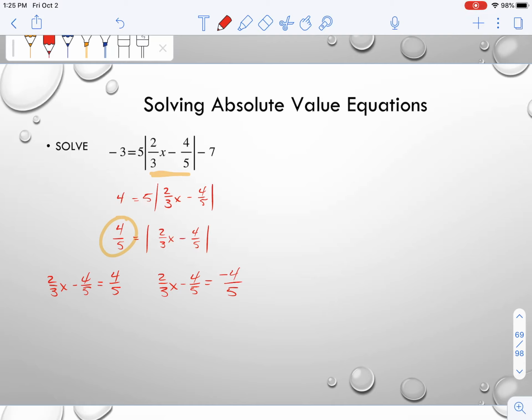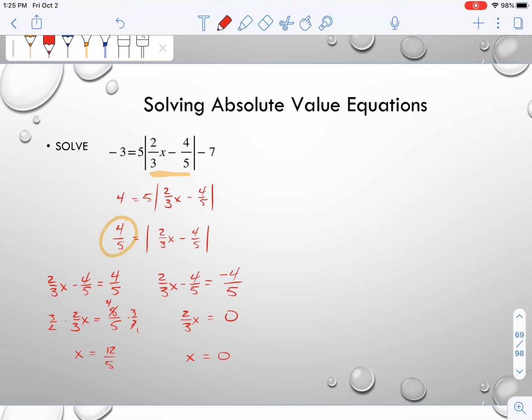So when I add 4/5 to both sides here, I'm going to have 2/3 x equals 8/5. In the second case, when I add my 4/5, we're going to have 2/3 x equals 0. So when I multiply by my reciprocal, 3/2, I'm going to have x equals, and we can do a little reducing here. So I'm going to reduce this to a 1 and a 4 to make my life easier. And we're going to get 12 fifths. And here we're going to have x equals 0.